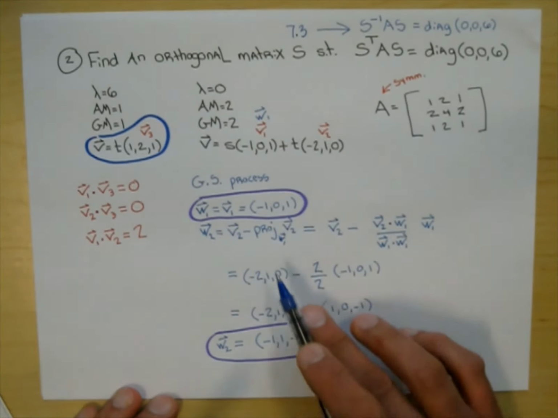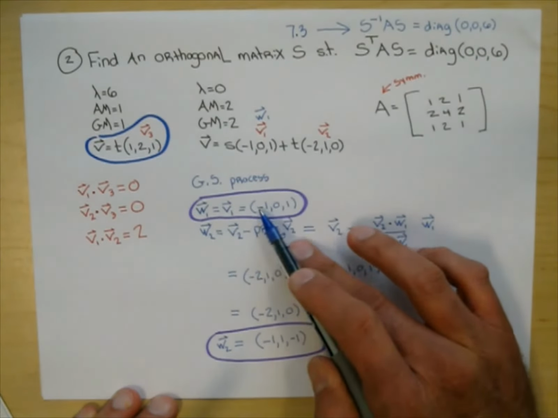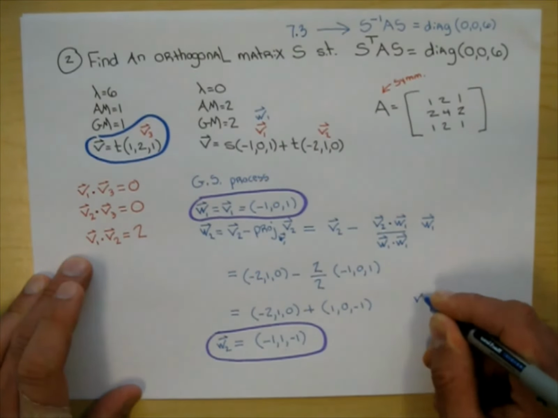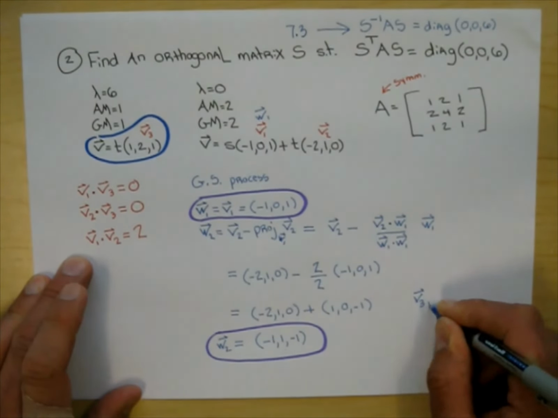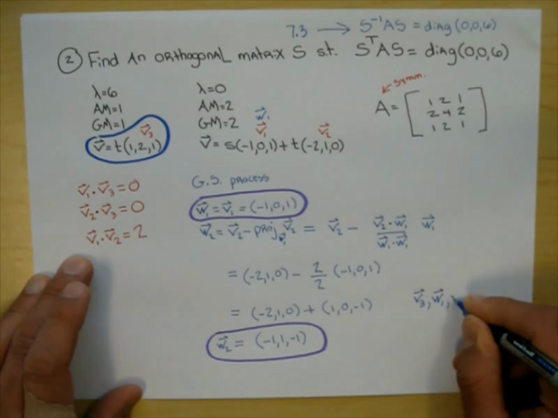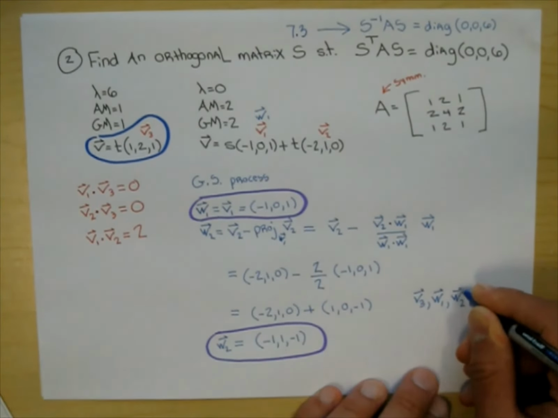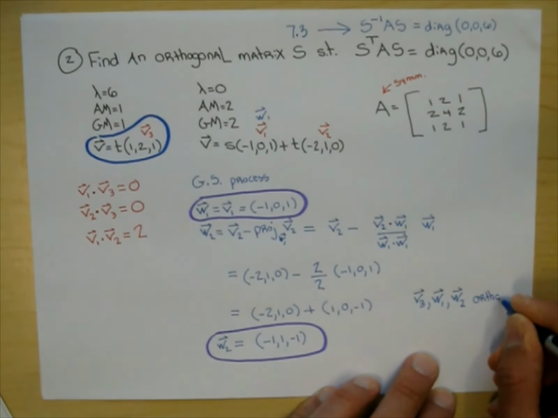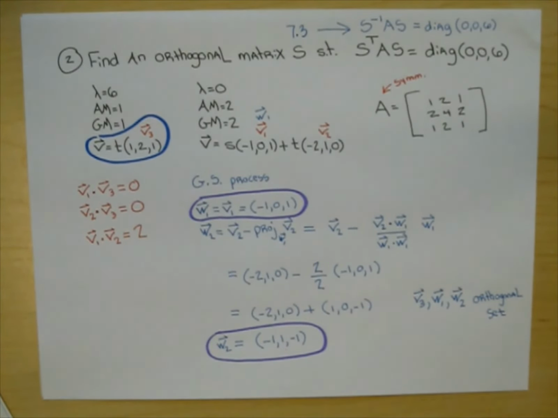So these three vectors here that I have circled, let's just write them out here: V3, W1, W2 happen to be an orthogonal set of vectors, and they're eigenvectors. So let's go ahead and see if we can write the answer.